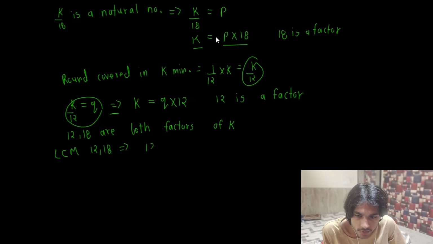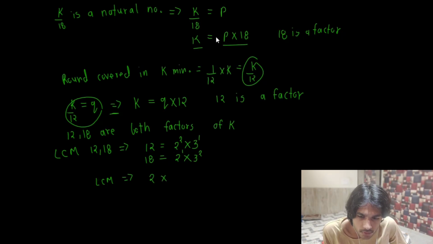So 12 can be written as 3 fours are, so it is equal to 2 square multiplied by 3. 18 can be written as 2 nines are, so 2 to the power 1 multiplied by 3 to the power 2. Right. So LCM will simply be prime numbers with their greatest power. So among 2 and 1, 2; among 1 and 2, 2. So it is going to be 4 multiplied by 9, that is 36.